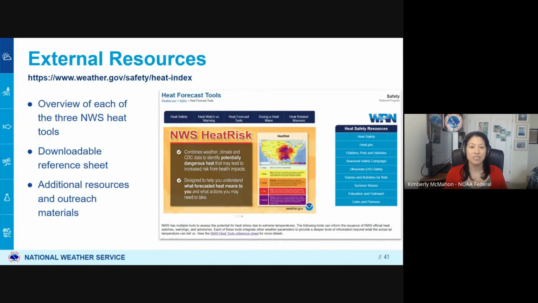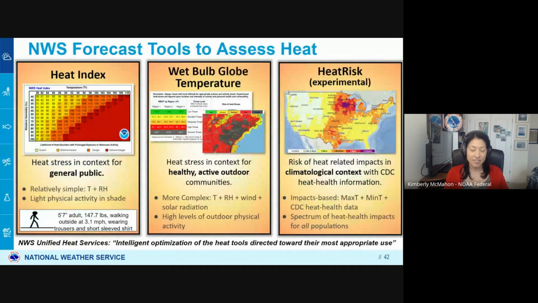For external resources, you can point partners to our heat safety page. And there's an overview of all 3 heat tools, including resources and materials such as reference sheets. Then heat risk has many advantages, but it's not the only tool in the heat toolbox. Heat index and wet bulb globe temperature are still used by our partners, decision makers, and general public to varying degrees. And there's no silver bullet for heat.